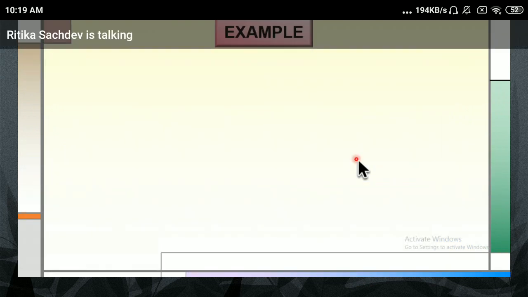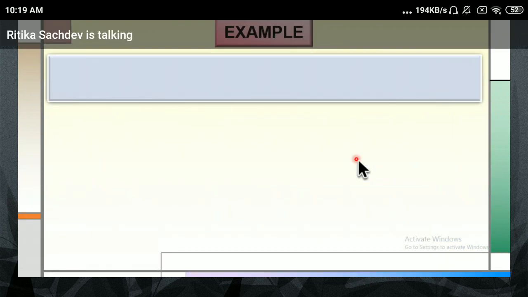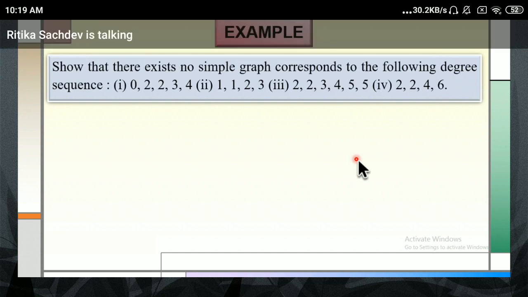Fine. Then we proceed further, and now we want you to tell us, if this is the degree sequence of the graph, there are 4 degree sequences given to you. So this is the degree sequence, or this is the sequence of numbers. We simply want you to tell us whether there exists a simple graph given these sequences. So you'll have to check whether a simple graph will exist or not.